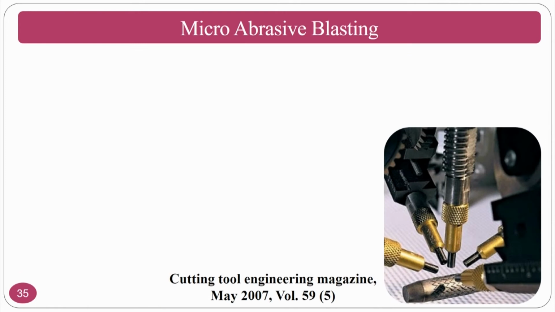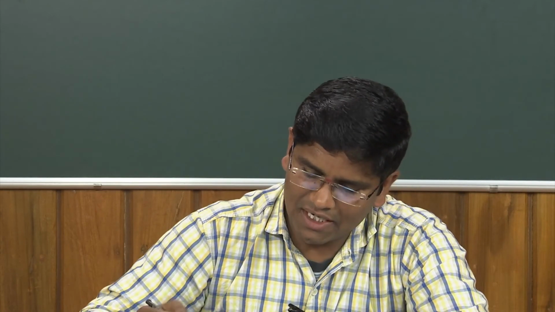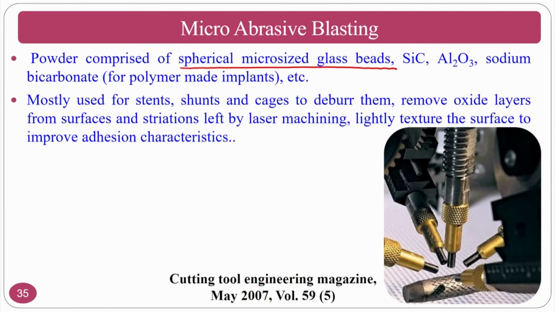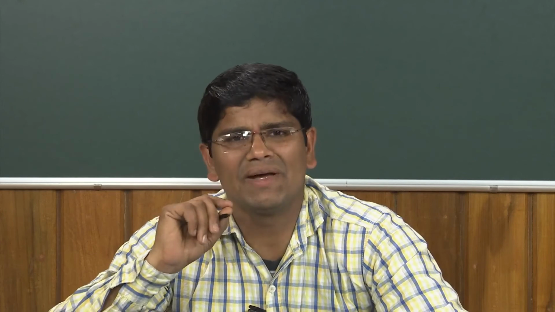There is another concept called microblasting, where one can also go for sandblasting. The powder comprises spherical micro-sized glass beads, silicon carbide, Al2O3 and so on. Normally these micro sandblastings are used mostly for biomedical applications like stents. They are used for finishing applications, though they cannot achieve nano finishing, but are mostly used for the deburring operation.